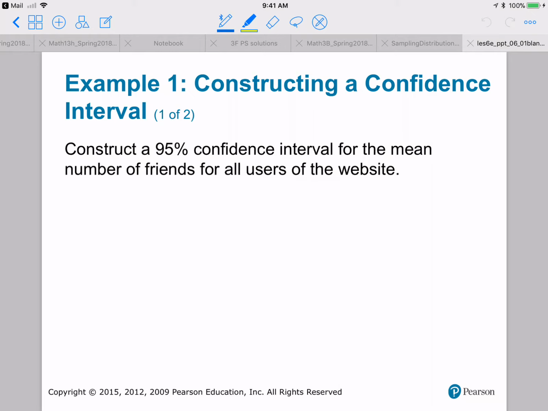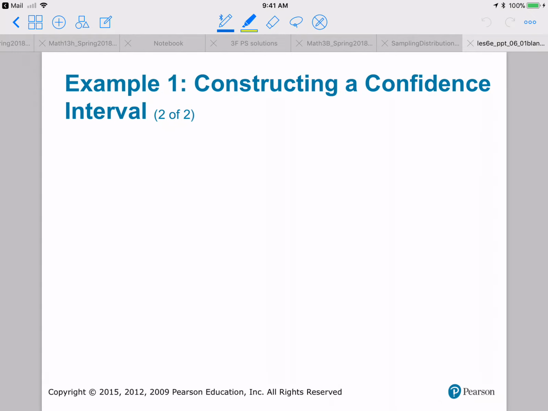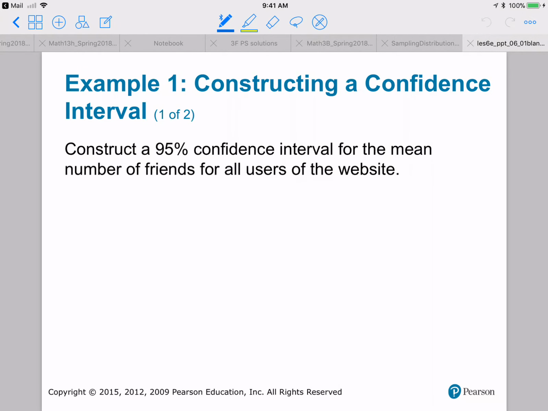So let's do this example here. Construct a 95% confidence interval for the mean number of friends for all users of the website. Of what website? I think this is an error, so instead, let's do the mean number of hours worked by all grocery store employees. Okay, so let's do that.